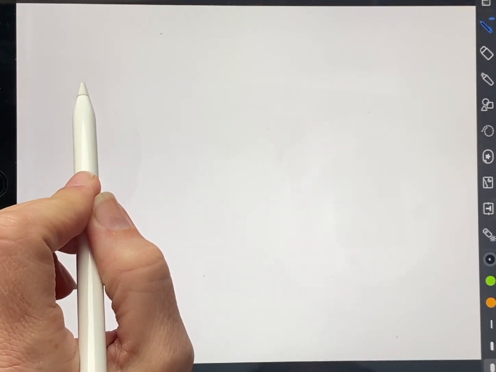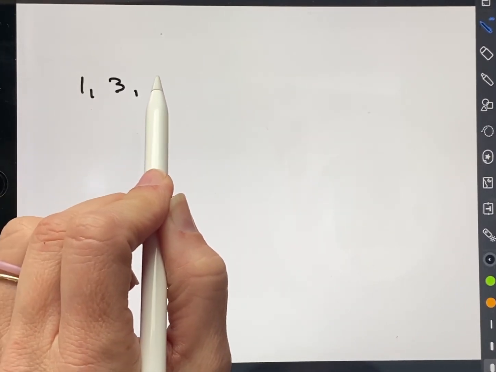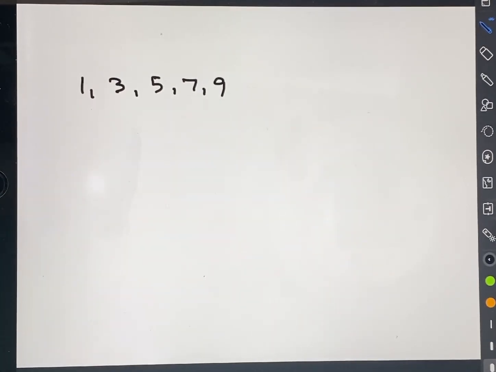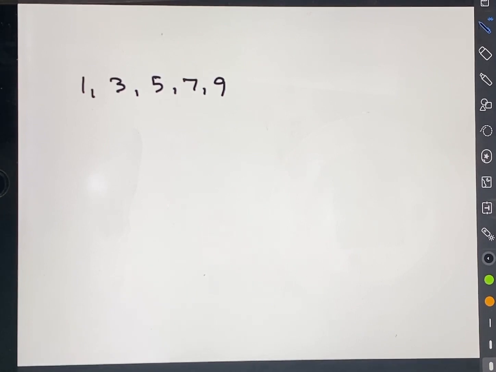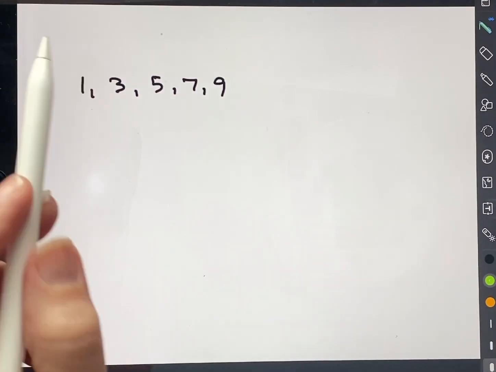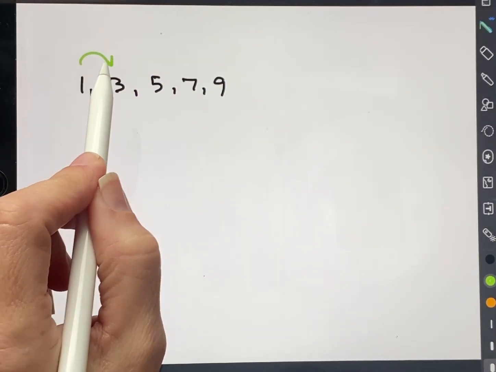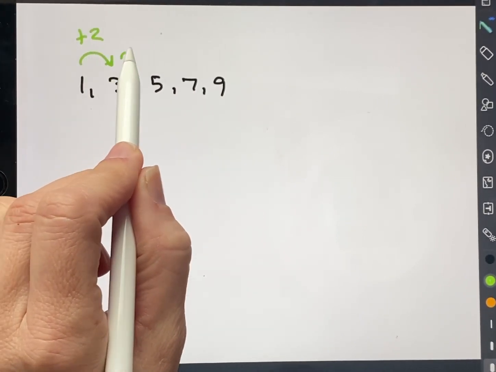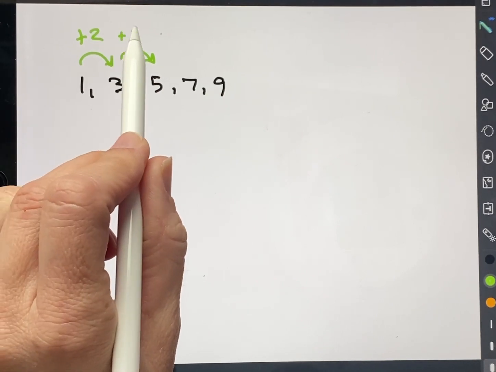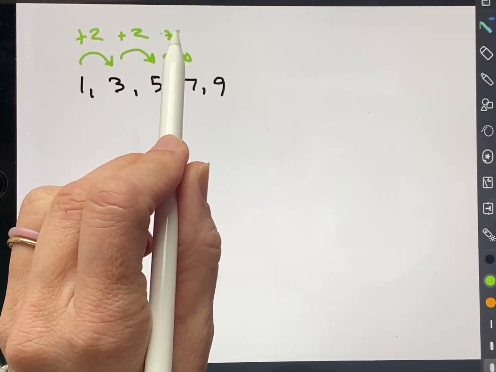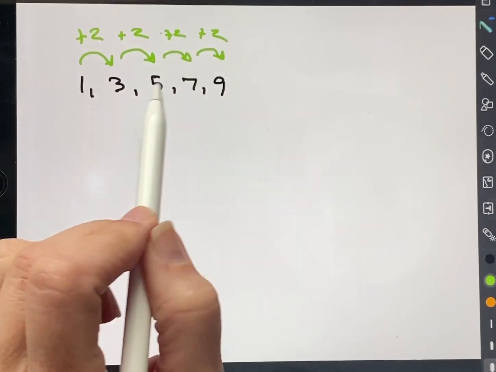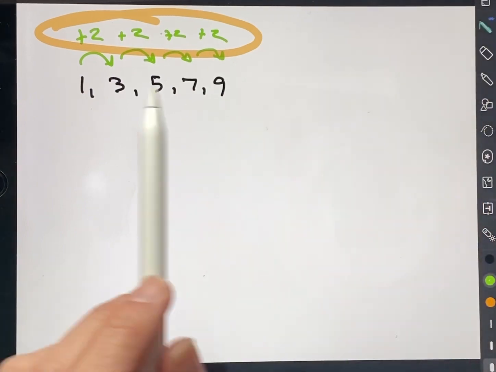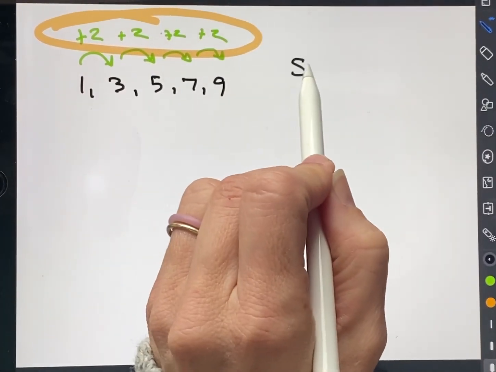If I was to write a list of numbers, 1, 3, 5, 7, and 9, and we looked at this list divided by commas, we saw that there was something in common with them. For me to go from the first number to the second number, we are adding 2. The second to the third, we're adding 2. The third to the fourth, we're adding 2. And the fourth to the fifth, we're adding 2. If there is a part that is in common, we can call this a sequence.